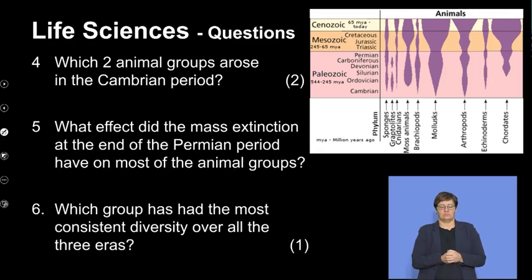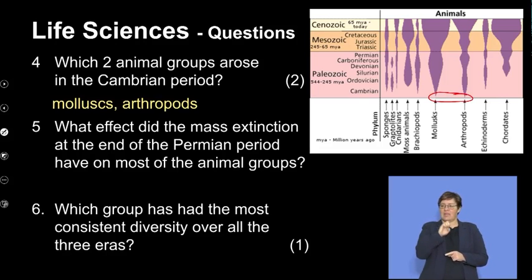Next question, which two animal groups arose in the Cambrian period? So you need to find the Cambrian period and find out which two animal groups arose in the Cambrian period. And if we have a look here, right at the bottom of the Cambrian period, in the beginning, when invertebrates were ruling what Earth was like at that time, those are the mollusks and the arthropods. Those are the earliest groups that arose.